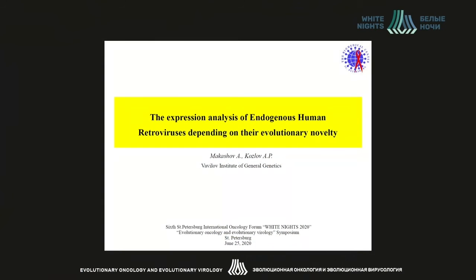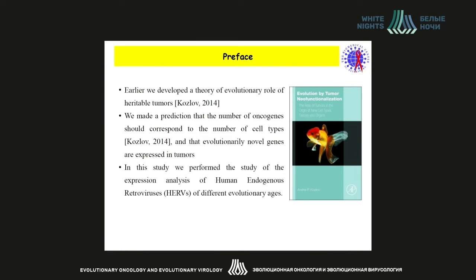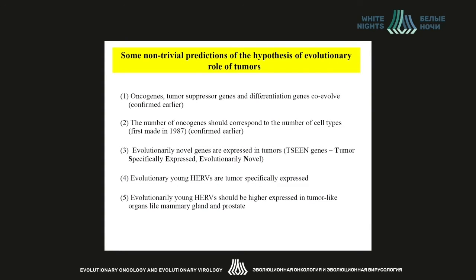As mentioned by Professor Kozlov earlier during this breakout session, the hypothesis about the evolutionary role of heritable tumors is fairly well developed. This hypothesis can result in a prediction that the evolutionary novel genes are expressed in tumors, and the number of oncogenes should correlate with the genes expressed. So in this study, we performed an expression analysis of human genes.